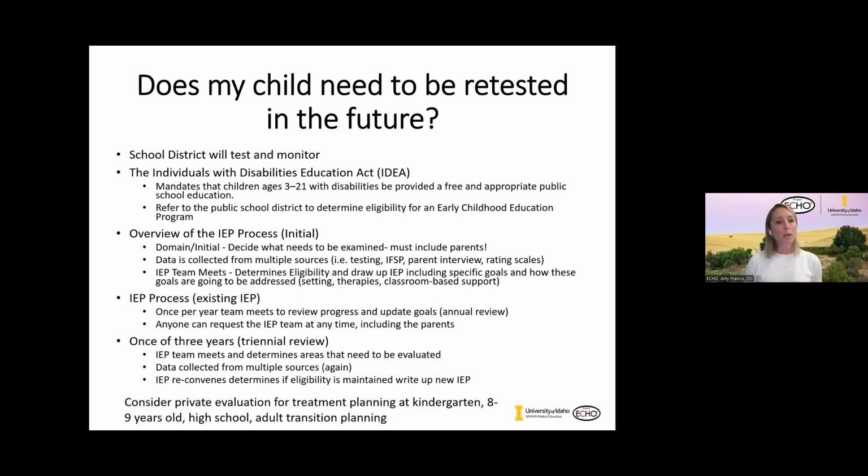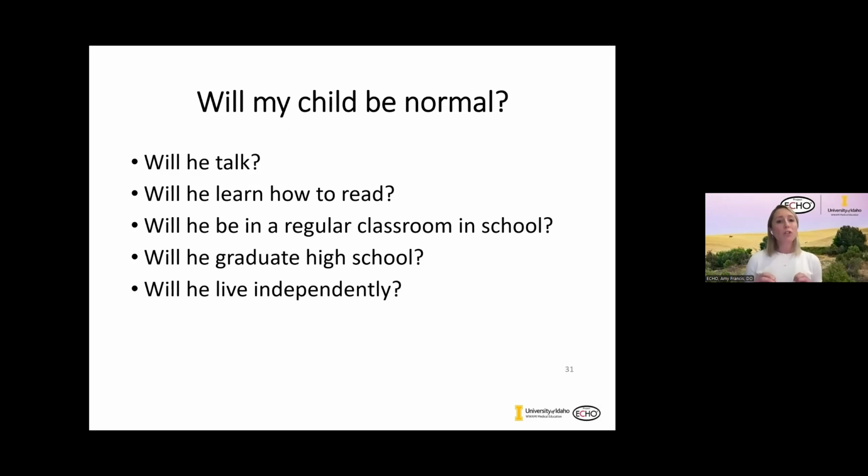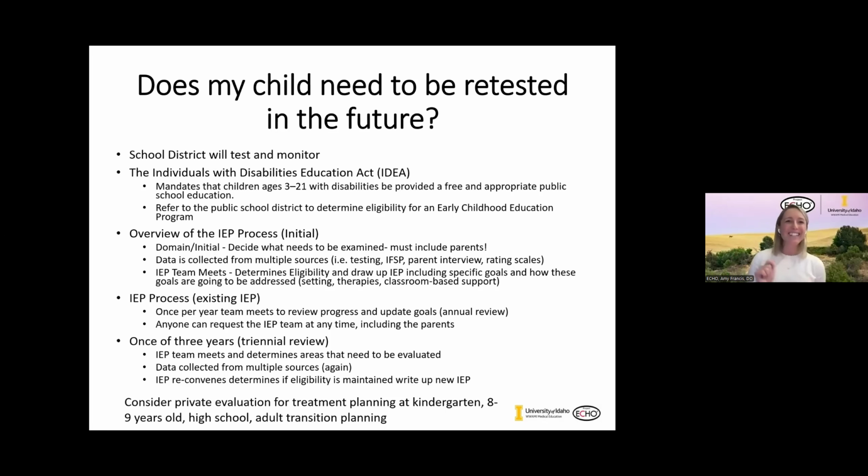What that means is they will look at all domains of a child's development and learning, and they will determine if the child meets the eligibility for an IEP. I'm going to jump around a little bit here, but once the child qualifies for an IEP, they will be reevaluated. They'll have a triennial review every 3 years. They will assess the child, and then they'll write a whole new IEP.